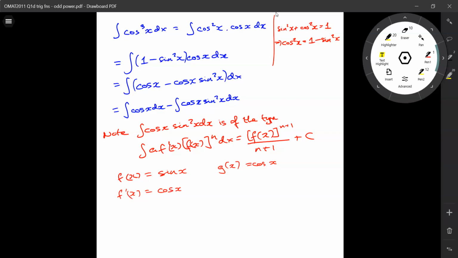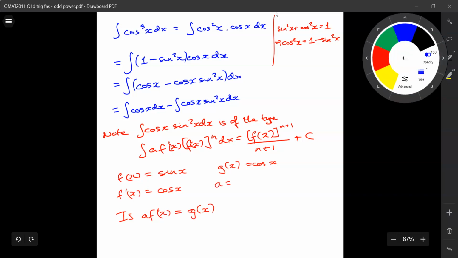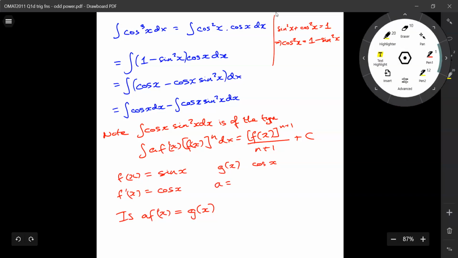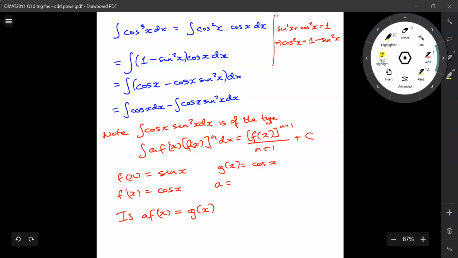And we're looking to say, is a times the first derivative of f of x equal to g of x, the other function in the product. So what is a? a is the coefficient here of the cosine of x in g of x, which is 1, divided by the cosine of x in f prime of x, which is also equal to 1. So a is equal to 1 in this case.